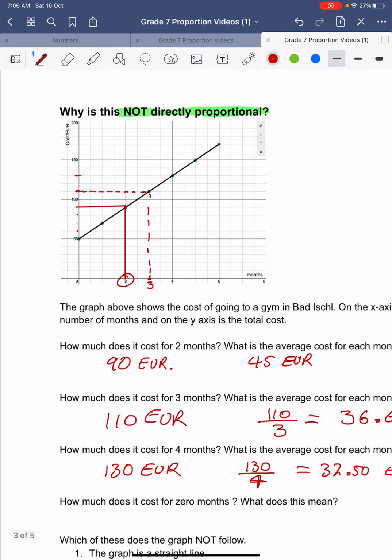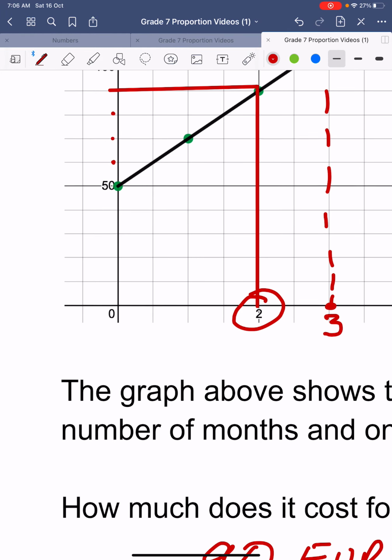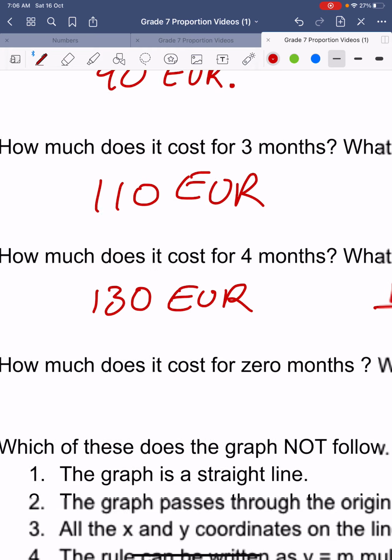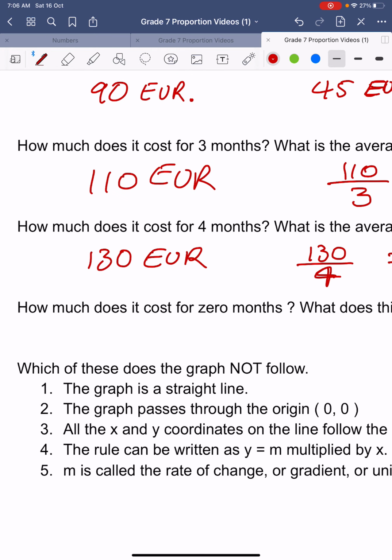All right then, how much does it cost for 0 months? Well, that's a bit weird, because if you didn't go to the gym for 0 months, then would you pay anything? But the question's quite interesting, because if you sign up for the gym membership, you walk into the gym, you would have to hand over 50 euros just to let you sign up for the gym. And that's even if you didn't use it. So that's weird, right? How much does it cost for 0 months? It's 50 euros.